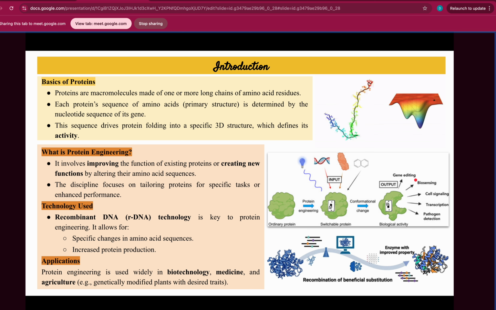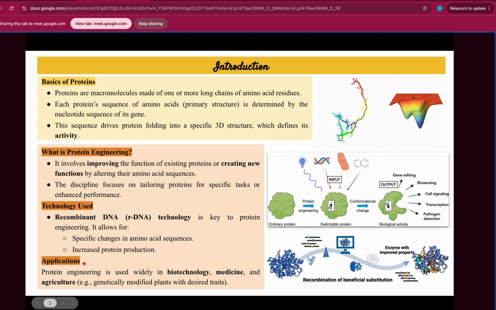It could be gene editing, or it could act in terms of biosensing, cell signaling, transcription, or pathogen detection. So these are different inputs, and with respect to them a certain output is produced. This type of engineering, in which we decide what our switch will do, is known as protein engineering. To engineer such proteins, we use recombinant DNA technology, in which we have the DNA sequence and make some mutations or changes, which bring about change at the level of the protein. If the protein structure is changed, then its activity will also change. That is recombinant DNA technology, and in later slides we'll see how it is done.